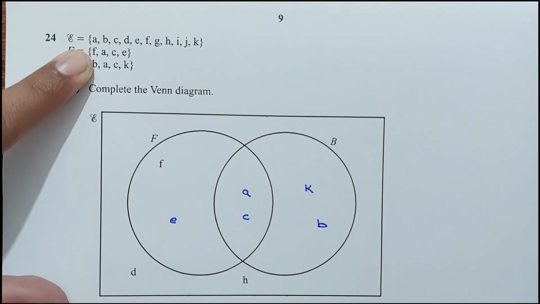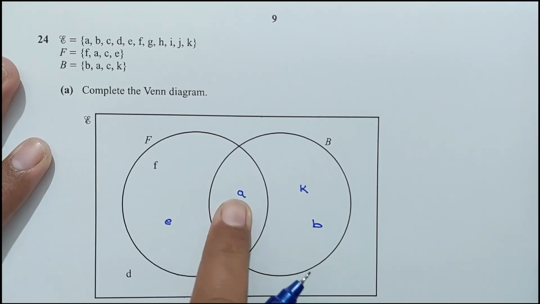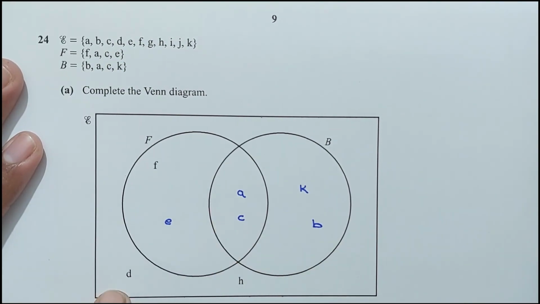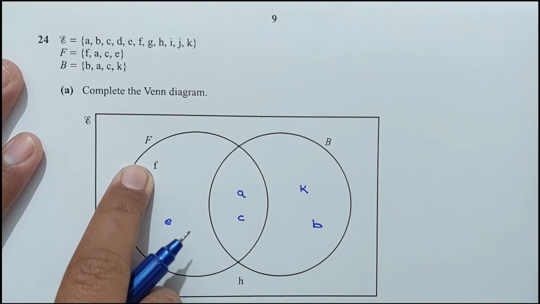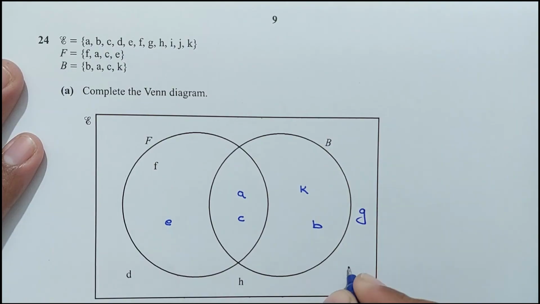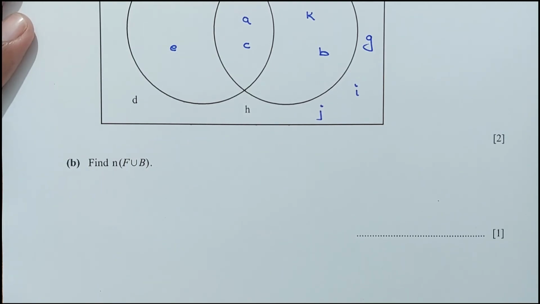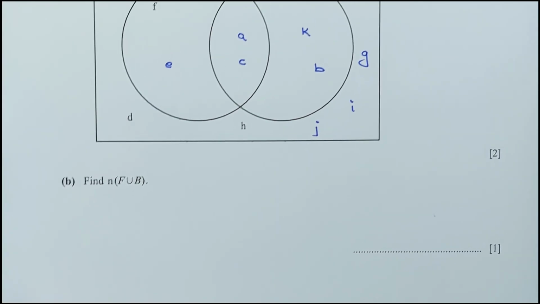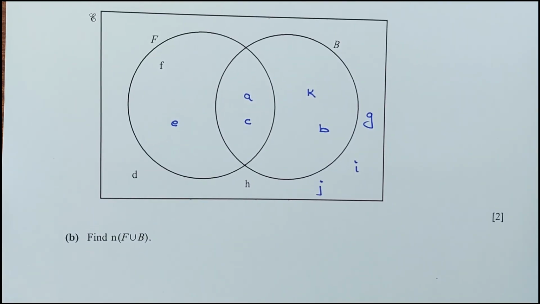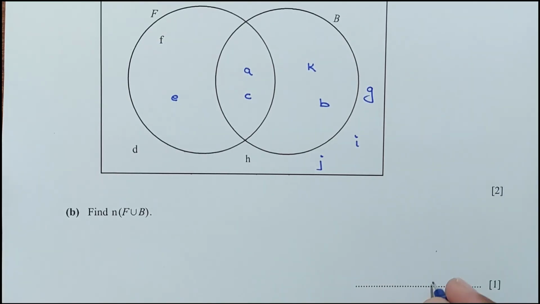Okay, so what else is left? A, B, C, D, E, F, G, H, I, J, K. Right, we have A, B, C, D, E, F, G, H, I, J, and we have K. Right, the Venn diagram is completed. Now for part B, find the number of F union B. Okay, how many are in F union B, which is 1, 2, 3, 4, 5, 6. So the number is 6.